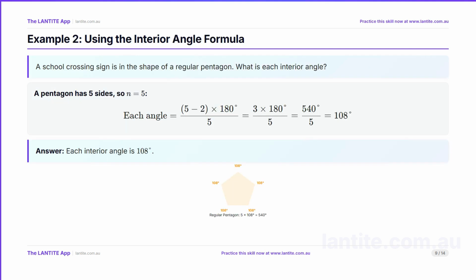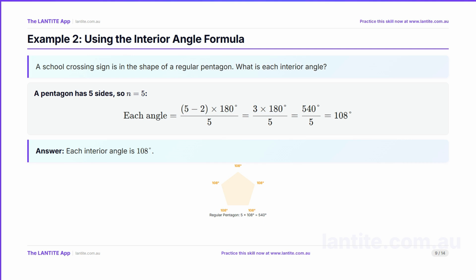A school-crossing sign is a regular pentagon. Using the formula n-2 times 180 divided by n, with 5 sides, 3 times 180 is 540, divided by 5 equals 108 degrees. Each interior angle of a regular pentagon is 108 degrees. You can also find the angle sum of any polygon using just the numerator, n-2 times 180. For a pentagon, that is 540 degrees total.